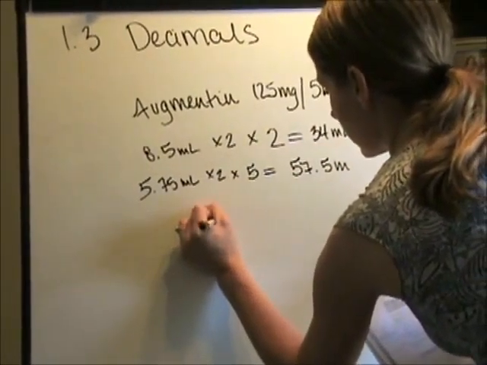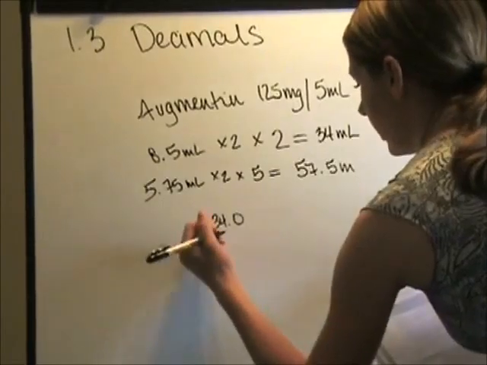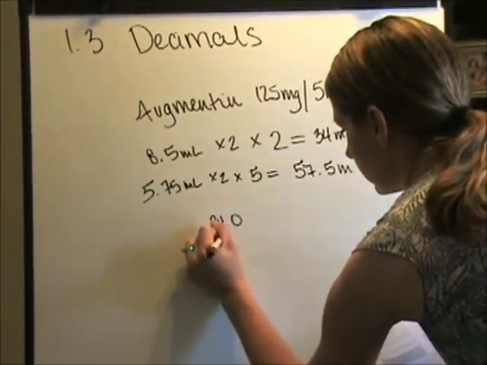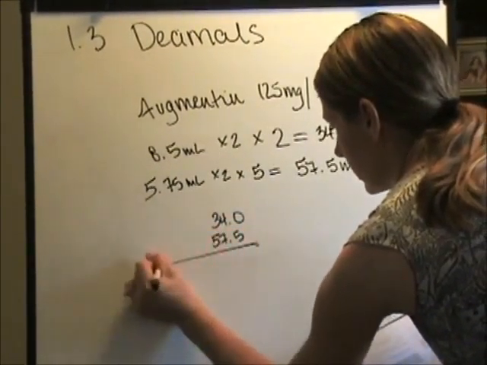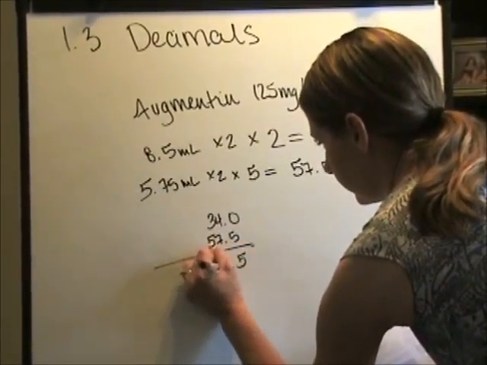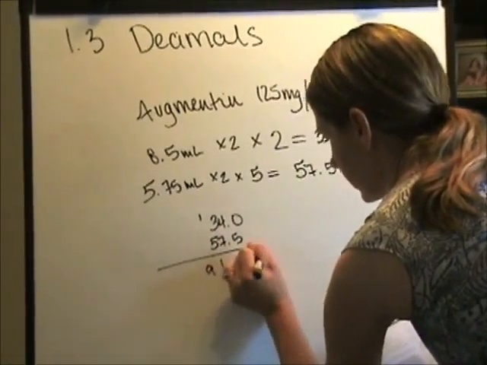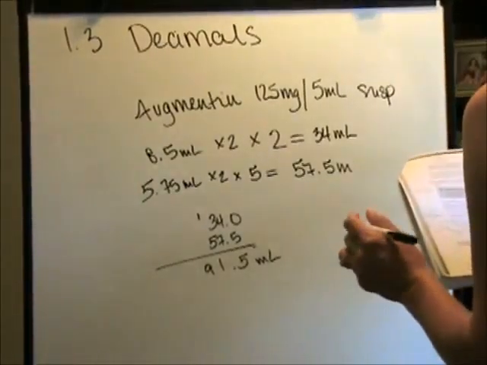And you're just going to line your decimal up. You can put the trailing 0 if you want. You don't necessarily have to. Some people think that it makes it a little easier. And you get 91.5 ml.